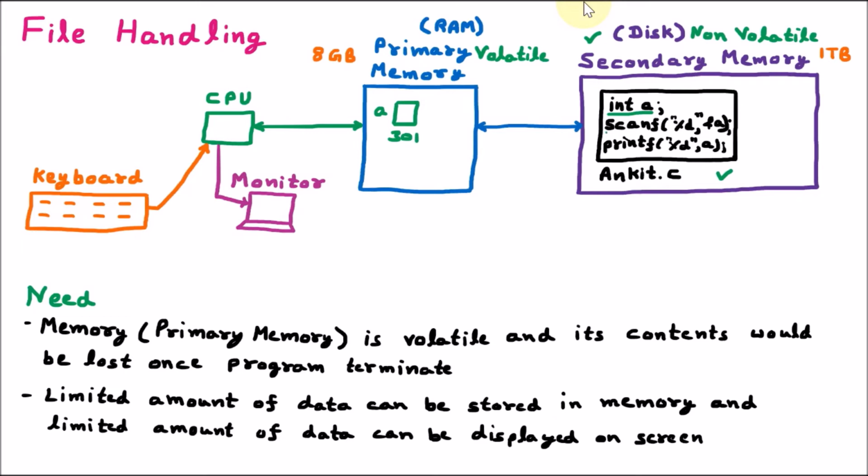Afterward, the next line of the program is scanf, which takes input from the user, and %d is for the integer value. From the keyboard we ask the user to please give some input. The user gives an input, let us say 5. That 5 we store at the address of A, inside the primary memory. Afterward, we are going to print this. printf means printing on the screen, and %d is for the integer value a. So the value of a, which is 5, we display on the monitor.